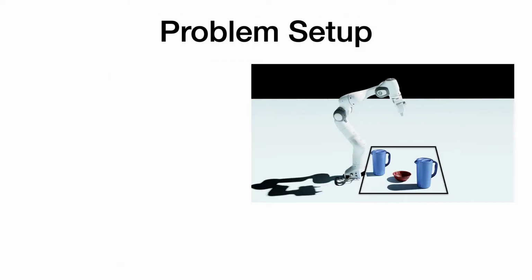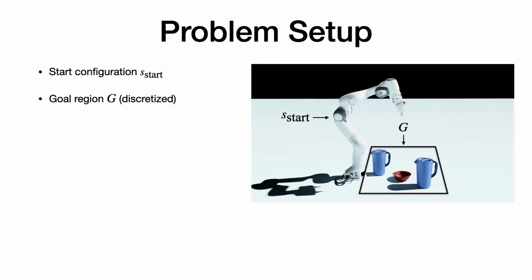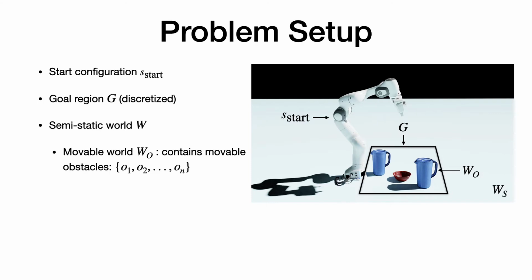Let's break down the problem setup. We have a start configuration S start. We have a goal region G, which is discretized to get a finite set of goals. And we have a semi-static world W. W has two components, WO and WS. WO contains a fixed number of movable obstacles, which in this example are the two blue pitchers. WS represents the static portion of W, which in this example is the ground.